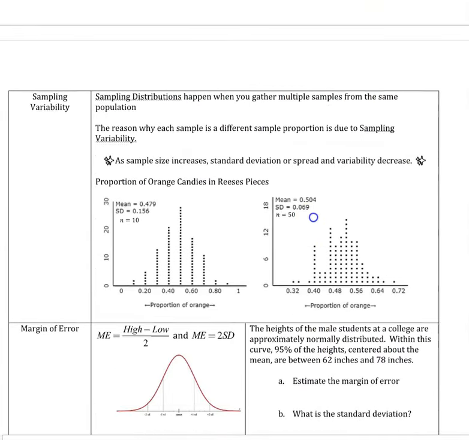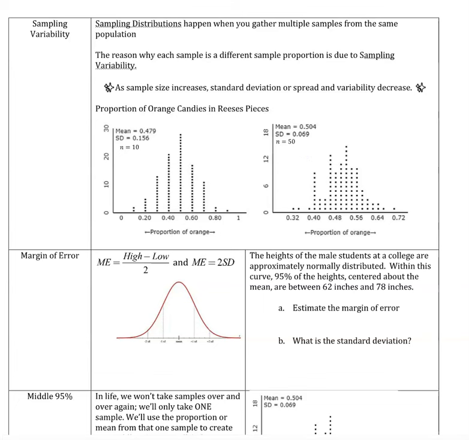Next is sampling variability. Sampling distributions happen when you gather multiple samples from the same population. Think about that baseball problem we did back in Unit 14, where everybody drafted their little teams of 10 and looked at their throwing distances. Everybody got different samples, which is what makes up sampling variability. You're just going to have different statistics with repeated sampling. We also discussed that as sample size increased, standard deviation, or spread, and therefore variability, would decrease.